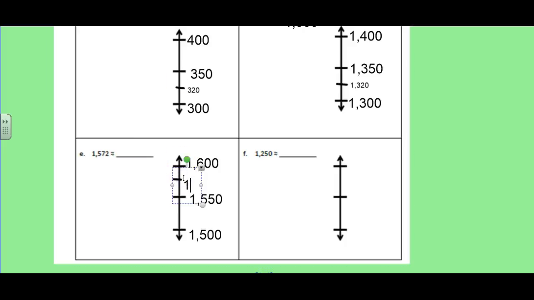So we're going to put that on our number line. And we can see by looking at it that 1,572 is closer to 1,600, which means that it rounds to 1,600.